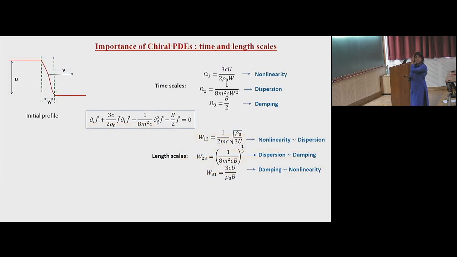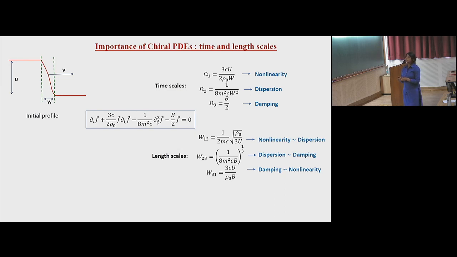Let me again consider the same equation, which is the chiral PDE for the adiabatic case. As I've mentioned, each term here has a specific feature associated with it. For instance, this is a nonlinearity term, this is the dispersion term, and this is the damping term. Each of these terms can be associated with certain time scales. Let's say we choose an initial profile with height u and width w, then we can identify certain time scales associated with the strength of nonlinearity, dispersion, and damping.